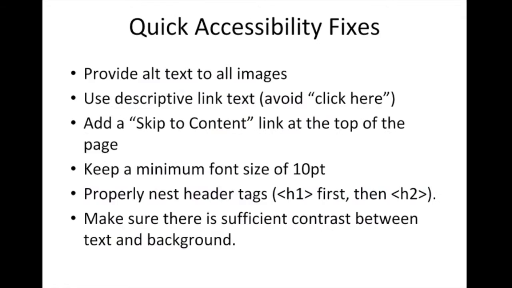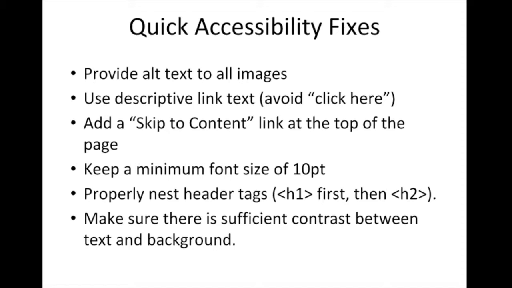There are several things that you can do fairly quickly to provide quick accessibility fixes. One simple thing is to provide alt text for all your images. This may sound a little simplistic, but it goes a long way when you can't see the image to at least have some kind of description of what it is. Use descriptive link text. Things like "click here" don't tell the user anything.